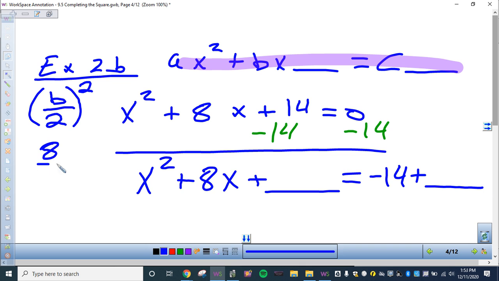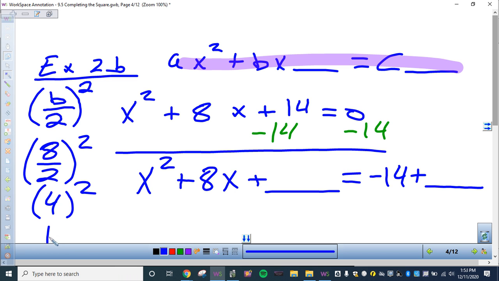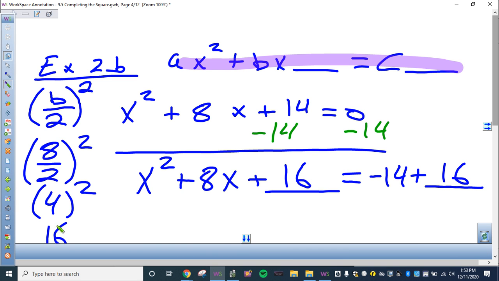So here we have 8 over 2 squared, which is 4 squared, which is 16. So we're going to add 16 to both our blank spots. I encourage you to use highlighter. It'll help you figure out where stuff is when you go back and look at it later.